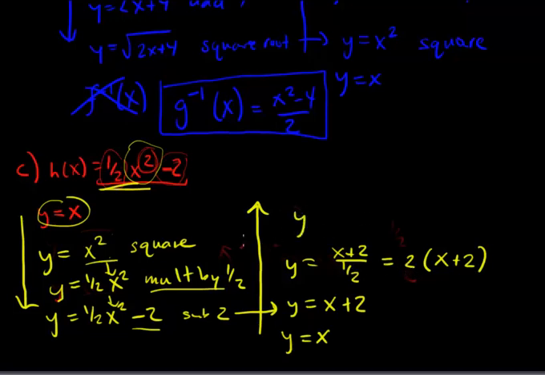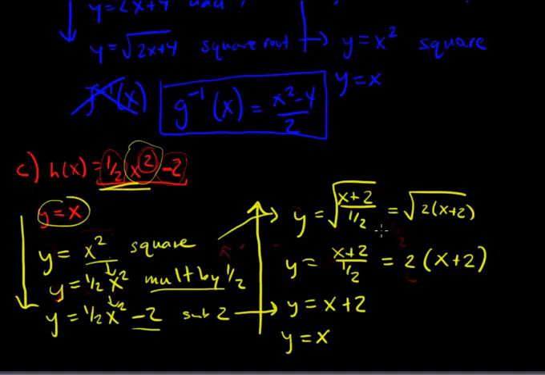Okay. Finally, square. What's the opposite of square? Square root. So x plus 2 over 1/2, square root. Or we could say square root of 2 times x plus 2. Either one is going to be the same and correct.